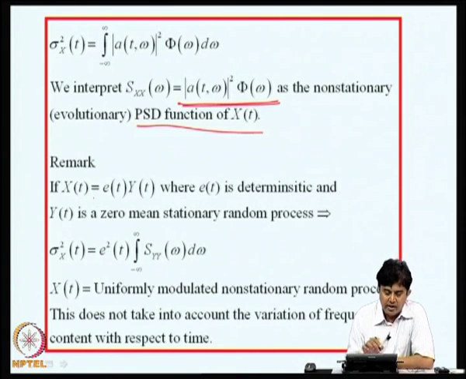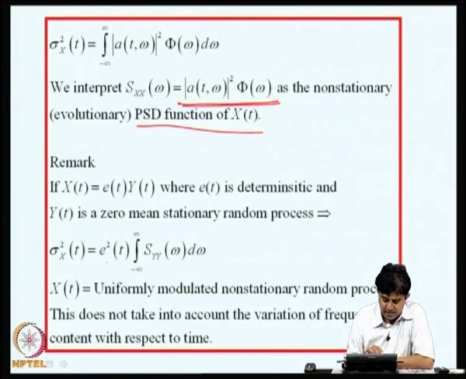Now, we have already seen random process models where x of t is obtained as e of t into y of t, where e of t is deterministic and y of t is a zero mean stationary random process. If we now use this concept here, we get sigma x square of t is e square of t times the integral from minus infinity to infinity of S y of omega d omega. If e square of t is unity, it is independent of time, then of course we recover the stationary random process. In this case, where e of t is a function of time, we call x of t a uniformly modulated non-stationary random process.